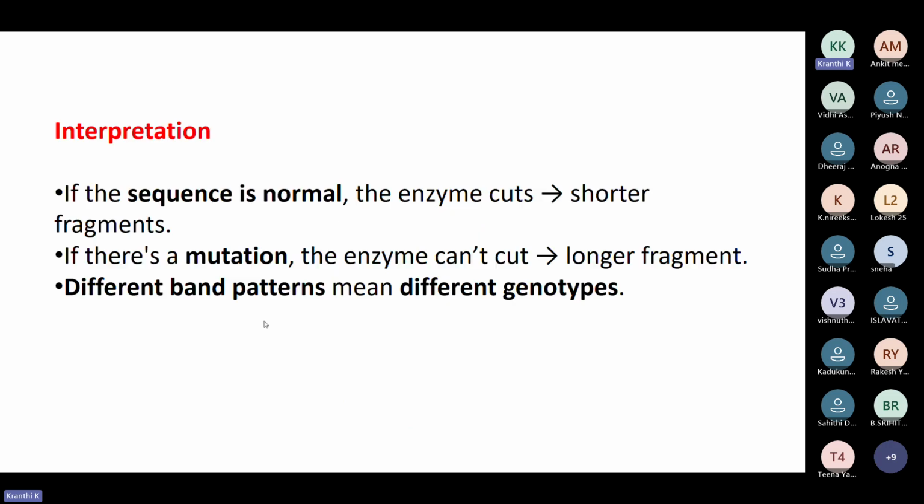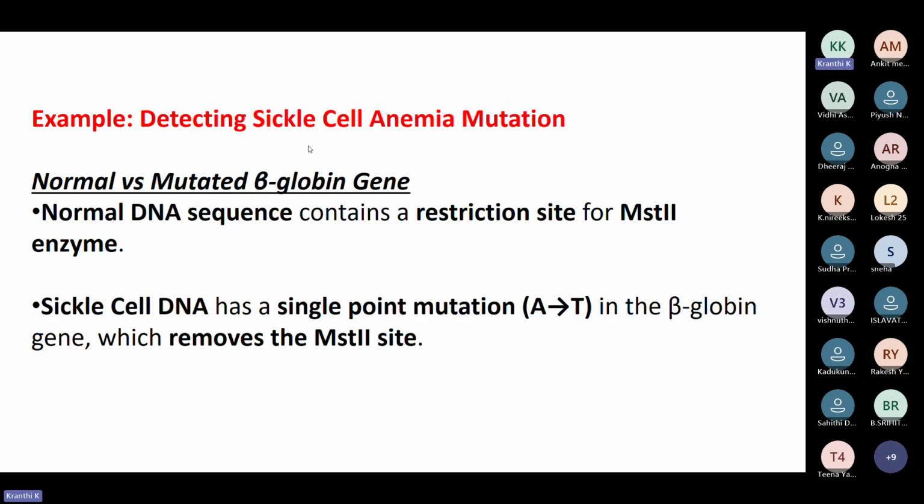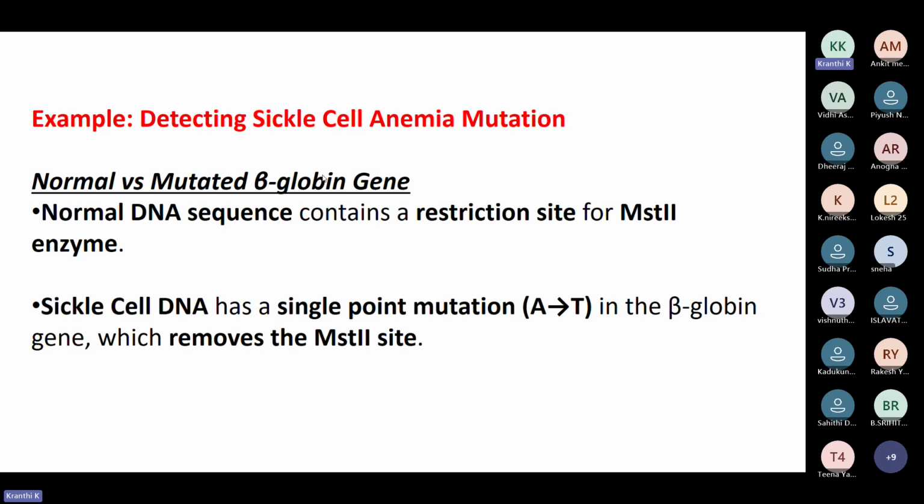See this, you will understand very easily. This is a normal beta globin. You know what beta globin is, right? Using this RFLP technique, you can diagnose the sickle cell anemia mutation, whether a person is suffering from sickle cell anemia or whether a sickle cell mutant is there in his cell or in his gene sequence or not. This you can easily identify.